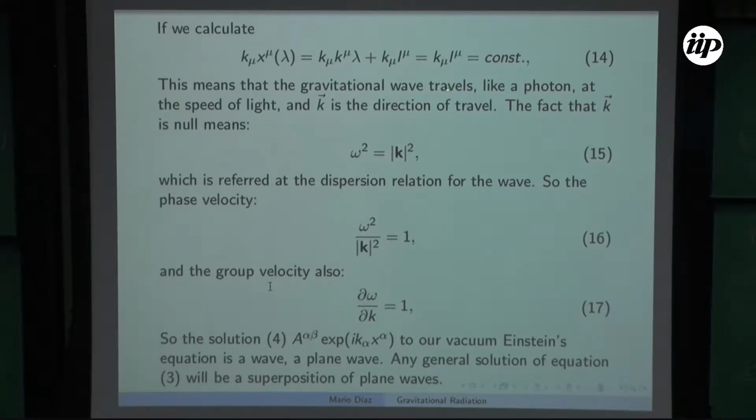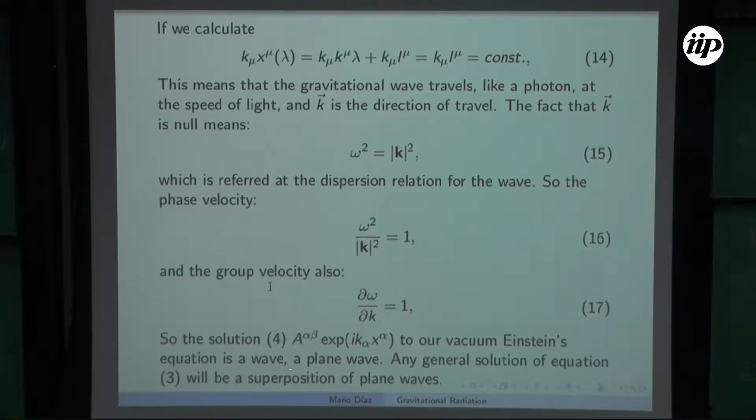So this means that the gravitational wave travels like a photon at the speed of light, and K is the direction of travel. So a natural consequence of Einstein theory of gravity is that gravitational waves travel at the speed of light. The fact that K is null is going to mean that omega squared is essentially equal to the magnitude of the 3-dimensional components of the vector K. And this is referred or called the dispersion relation for the wave. So the phase velocity is going to have to obey this. And the group velocity is going to be the derivative of omega with respect to K, equal to 1.